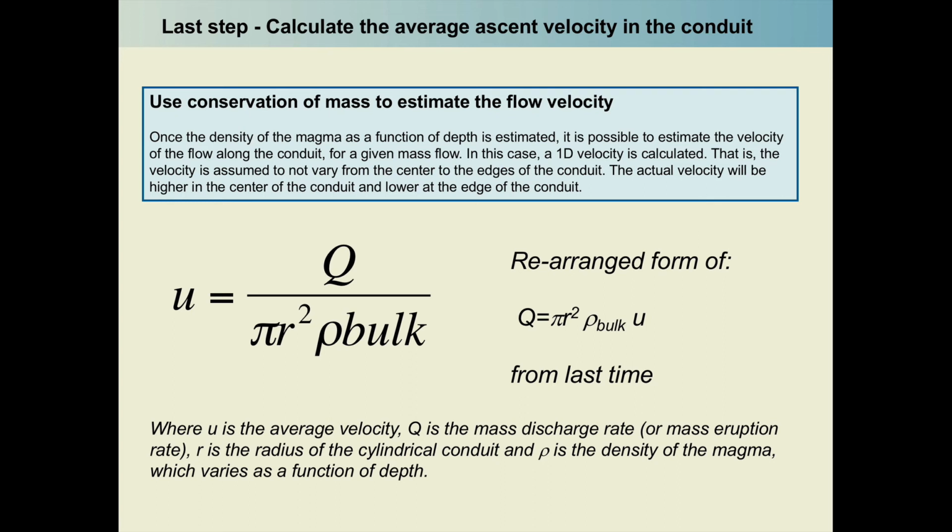So this isn't simple pipe flow. This is just magma moving up in one direction. The actual velocity is going to be different. It's going to be higher in the center and lower at the edge of the conduit, but we're going to ignore that for this simple model.